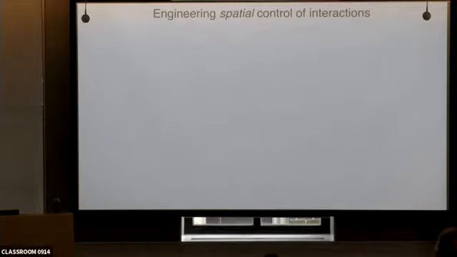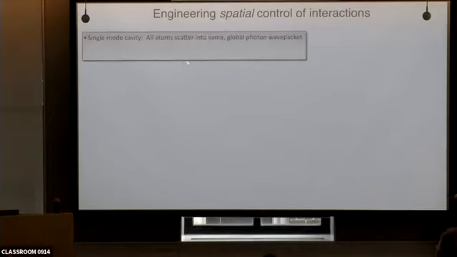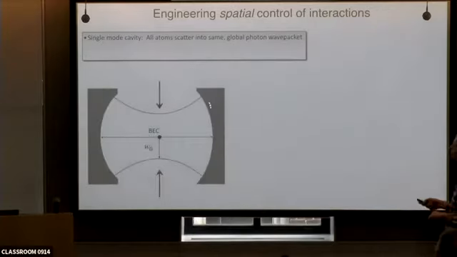Okay, but now let's go back to the main story, which is how do we do more exotic many-body physics than what I've showed you before. So we were just using a single-mode cavity before. In a single-mode cavity, all atoms scatter into the same global photon wave packet. So what does that look like? Here's a sketch of a cavity. Here's the TM00 mode of it.